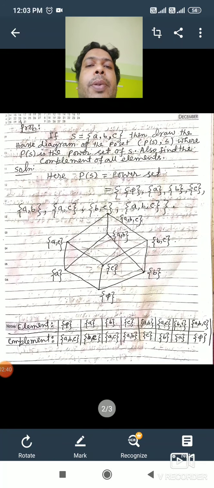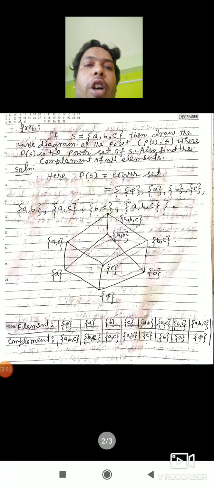Next problem. If S = {A, B, C} is a set, then draw the Hasse diagram of the poset (P(S), ≤), where P(S) is the power set of S. Also find the complement of all elements. Here P(S) is the power set. The power set is phi, A, B, C, AB, AC, BC and ABC. Here the lowest element is phi. Now first we draw phi to A, phi to C, phi to B.